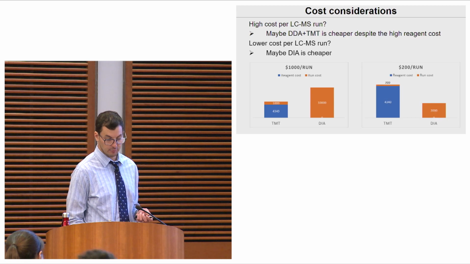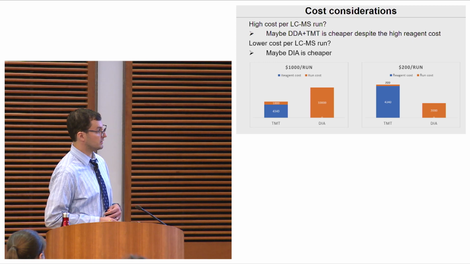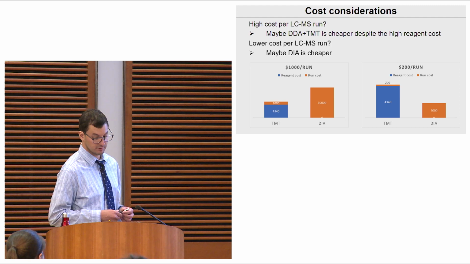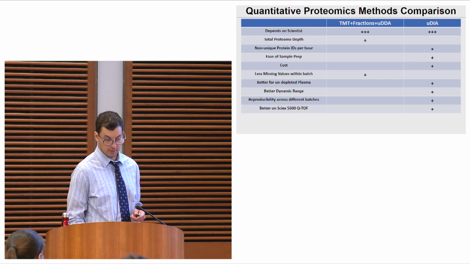But if you're in an academic setting and you're probably paying a lot less than that per run, and you need to do a lot of runs, then maybe the cost of this TMT reagent is prohibitive, and you actually do better by just getting a bunch of runs. So that's something to think about also when you're trying to decide what strategy you want.